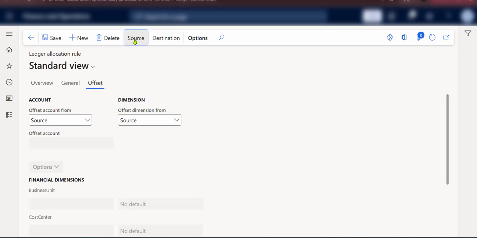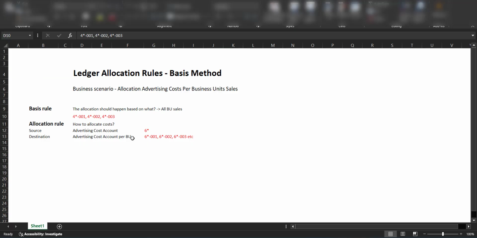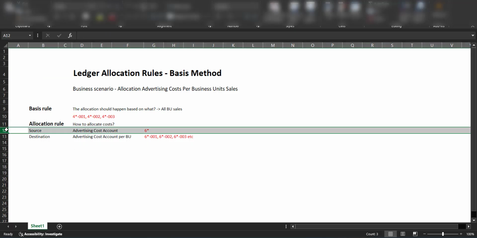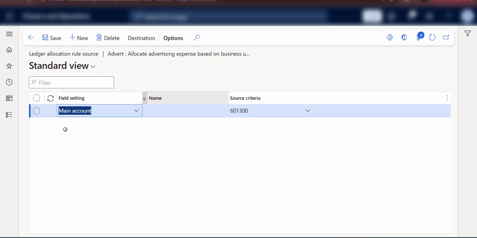So now if I click source here, we're getting into this part. Source, we want to define what is the lump sum total cost account. In our case, that's advertising cost account. So that's why you can see we have this GL account associated without any financial dimensions. Because at this stage, in this scenario, I don't want to do any refined allocation.